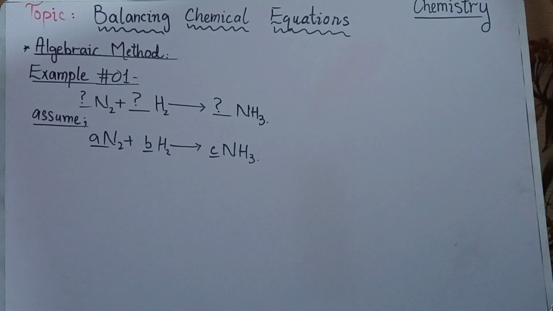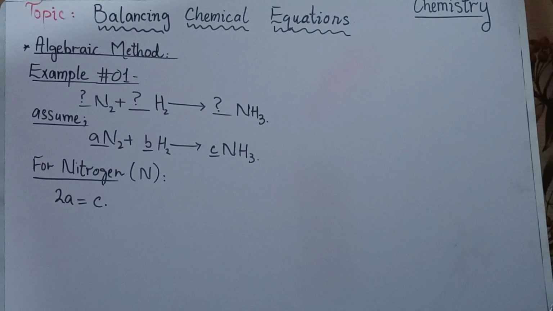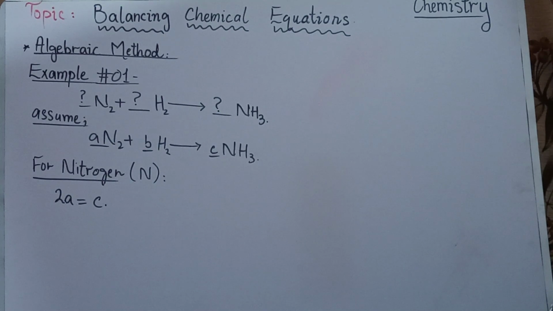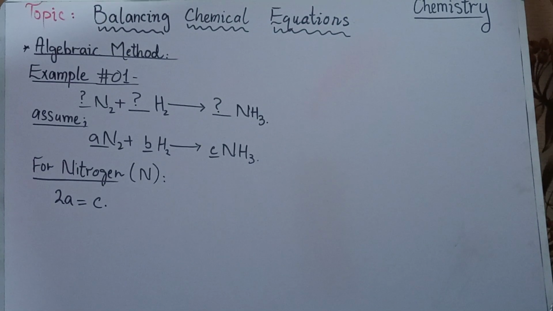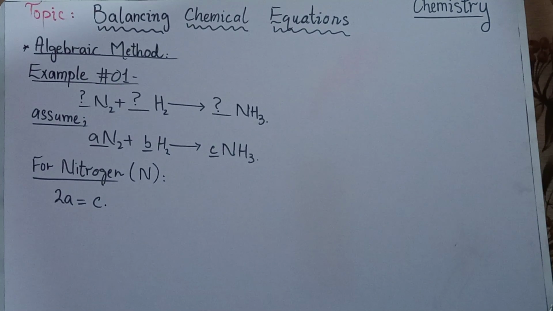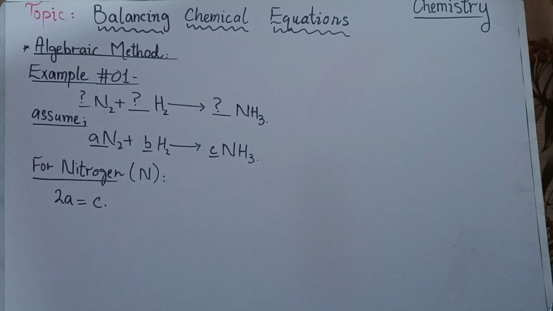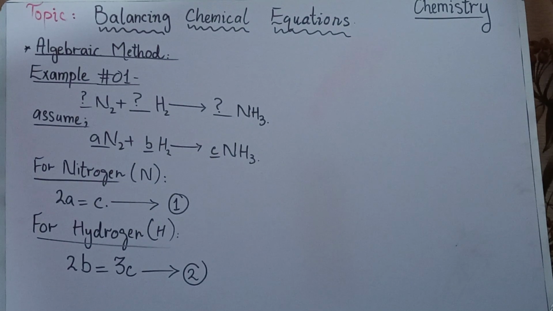Let us assume A, B and C are these values. For nitrogen, A is the coefficient of nitrogen gas in the reactant, while in the product C is the coefficient for ammonia gas. Two nitrogen atoms in N2 combine with hydrogen to form ammonia gas. So the equation is 2A equals C, because in the product nitrogen is 1. We denote this as equation 1.